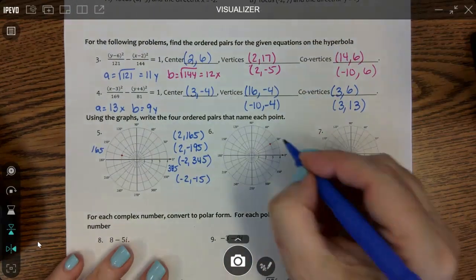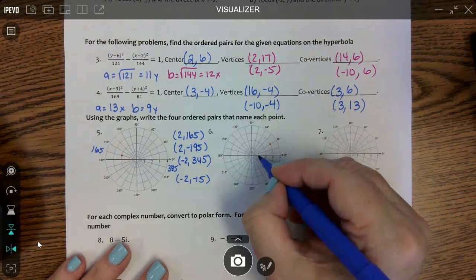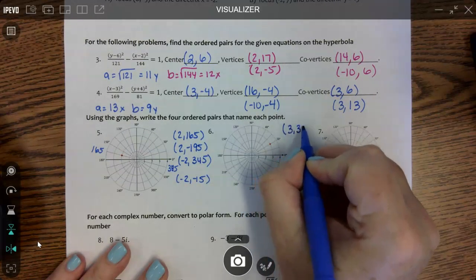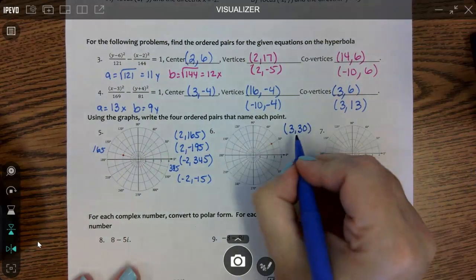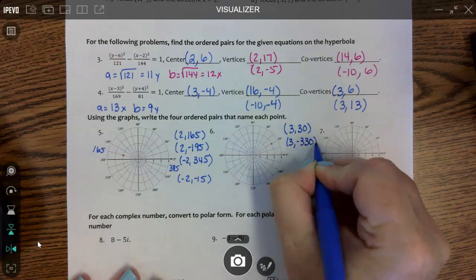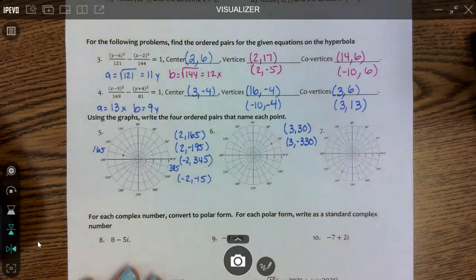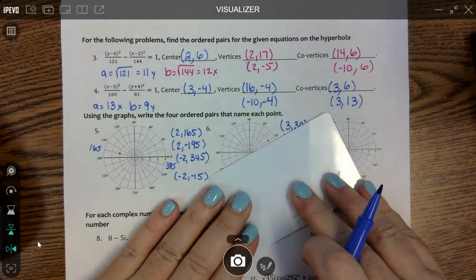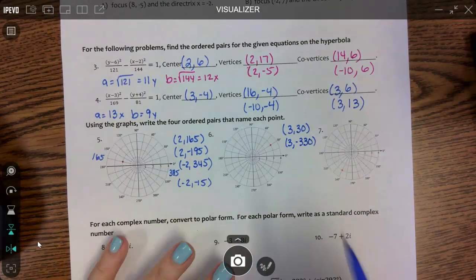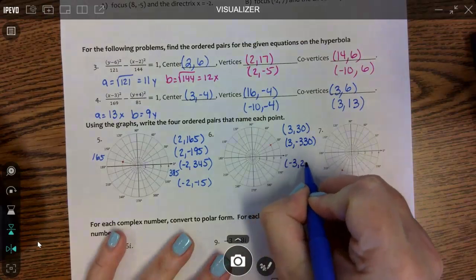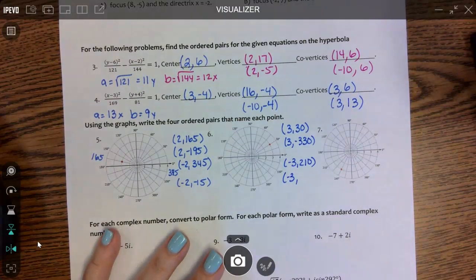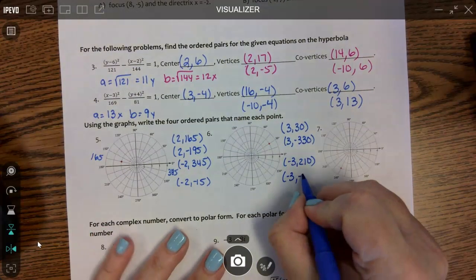Okay, so this one here would be 1, 2, 3. So this would be 3 and 30. Again, subtract 360, so it would be 3 and negative 330. Okay, negative 3, let's use the straight edge, puts us at 210. So we can do negative 3 and 210. And negative 3 and what's 210 minus 360? Negative 150.